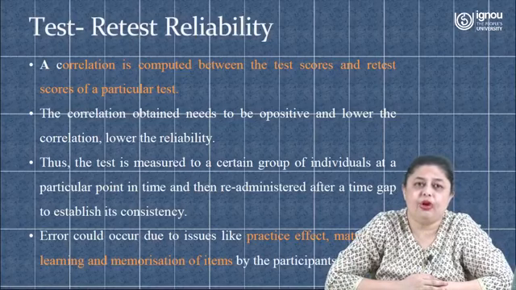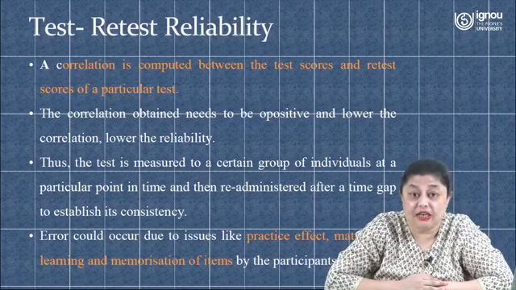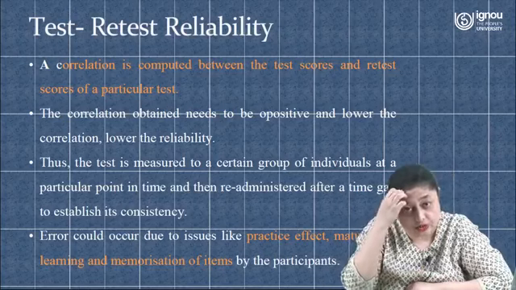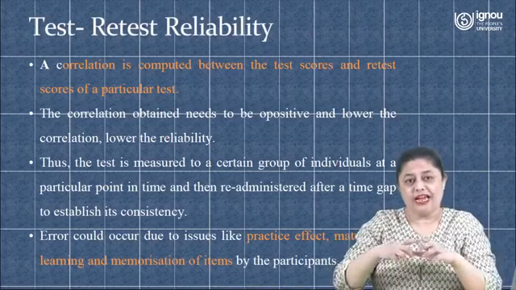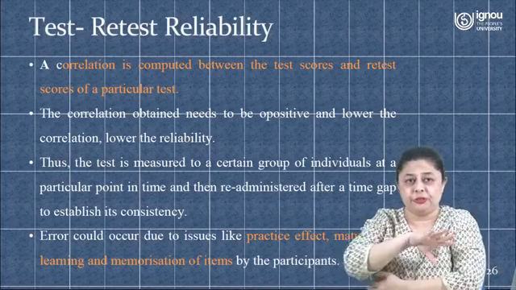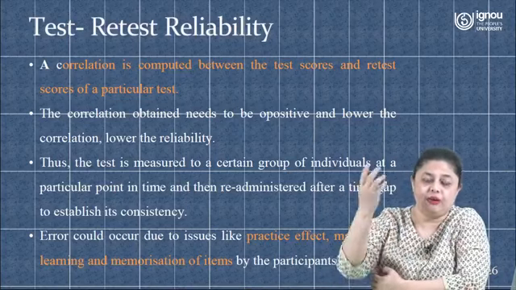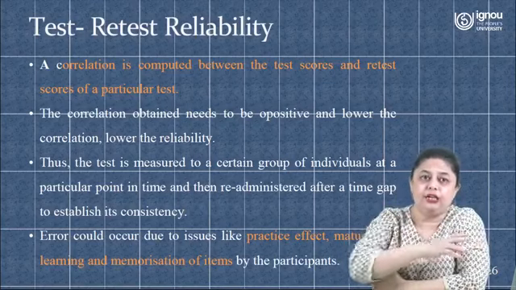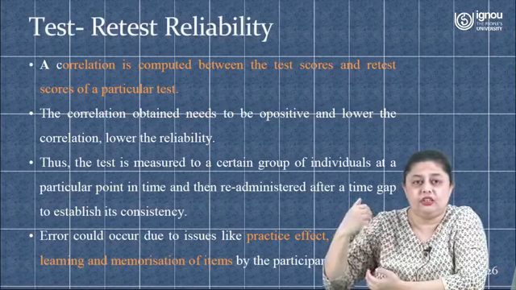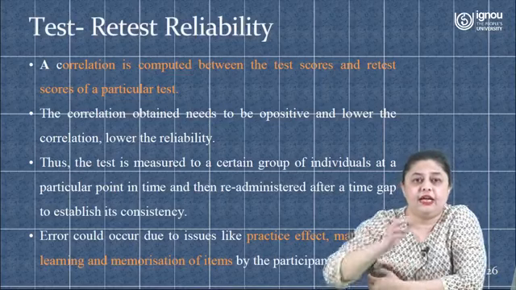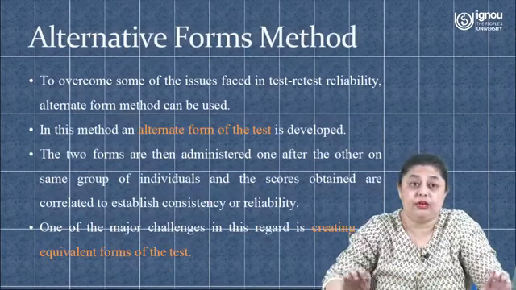But there is one problem with test-retest reliability, though it is very simple in a way. Errors can occur mainly because there could be a practice effect, since it is the same test. There could be maturation, memorization of items, or learning that has taken place during the time gap between the first and second administration. Many of us could remember the items that we answered in the first setting. All that can interfere, and in this case the test scores could be higher when administered the second time than the first time. That could create an issue when you are trying to establish reliability with this particular method.